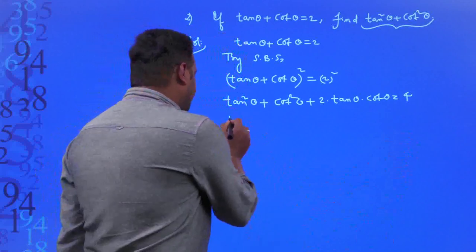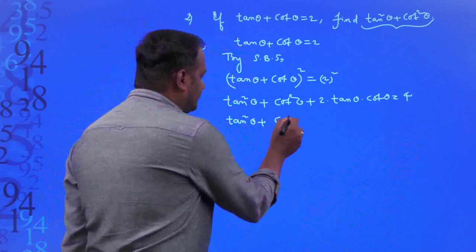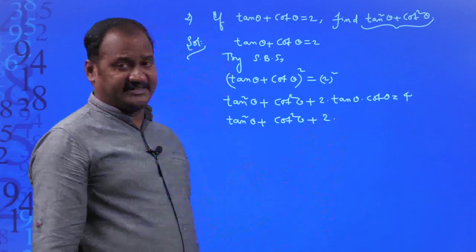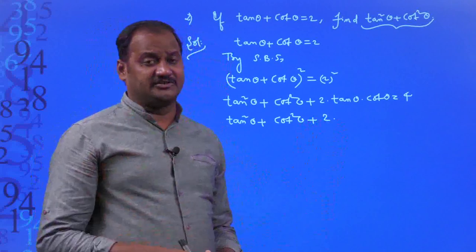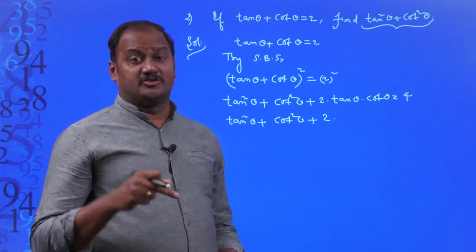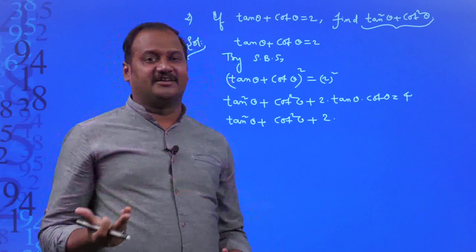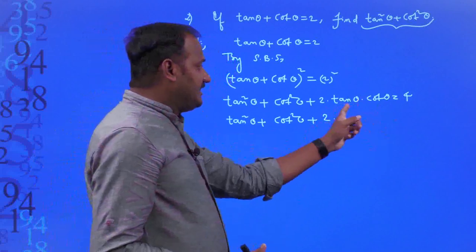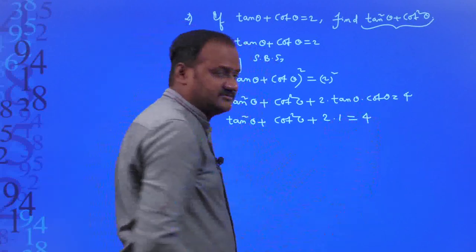So, tan square theta plus cot square theta plus 2 into, what is the value of tan theta into cot theta? If you go back to your relations between trigonometric ratios, tan theta is equal to 1 by cot theta and cot theta is equal to 1 by tan theta. So, tan theta into cot theta is equal to 1 because both are reciprocals of each other. Therefore, the value of tan theta into cot theta is going to be 1, and the whole thing is equal to 4, right?